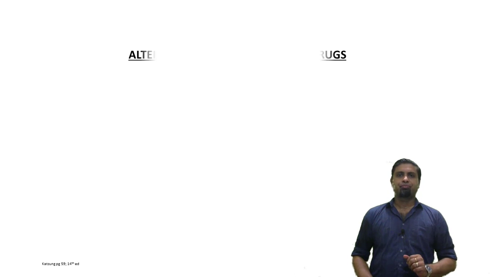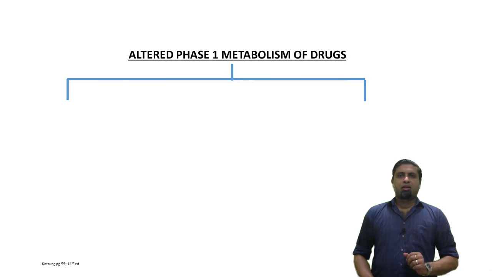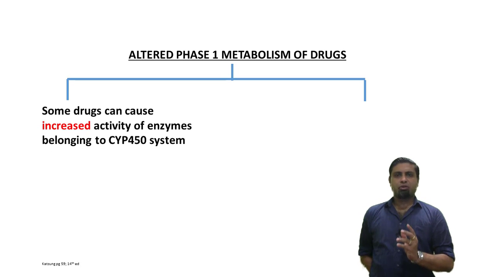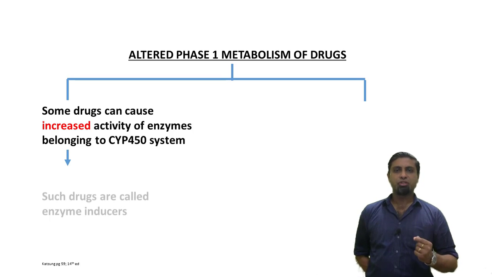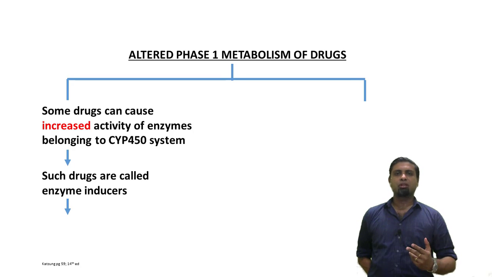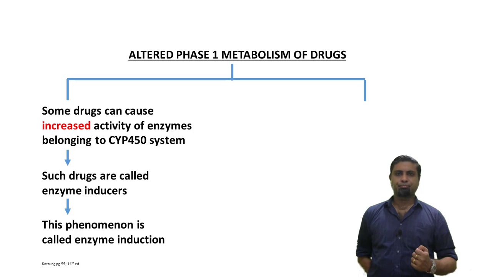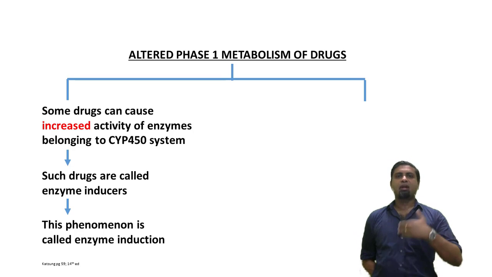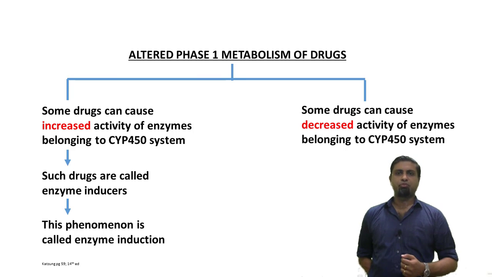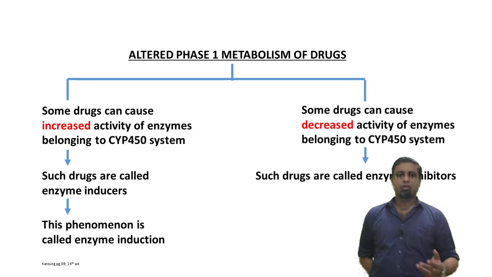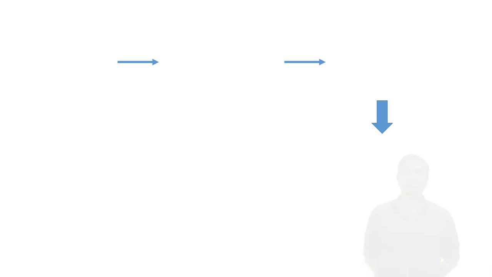Now, it's important for us to know that the metabolism of drugs in phase 1 may be altered in 2 ways. Now, there are certain drugs that can cause increased activity of the enzymes belonging to the CYP450 system. Such drugs are called enzyme inducers, and the phenomenon is called enzyme induction. On the other hand, there are other drugs which can cause decreased activity of enzymes of the CYP450 system, and these drugs are called enzyme inhibitors, and the phenomenon is called enzyme inhibition.